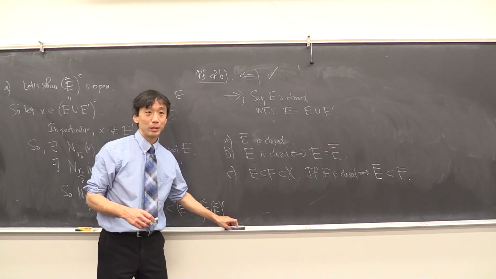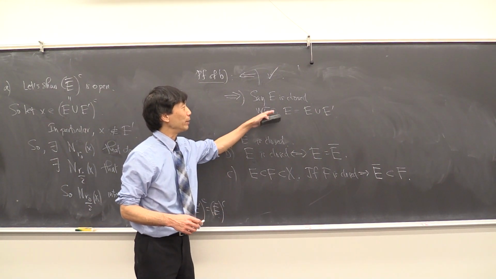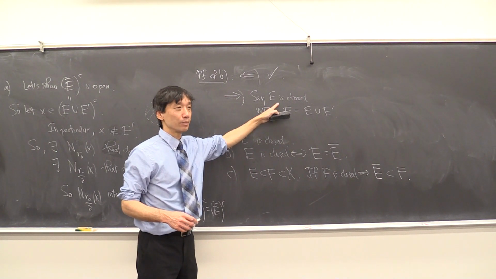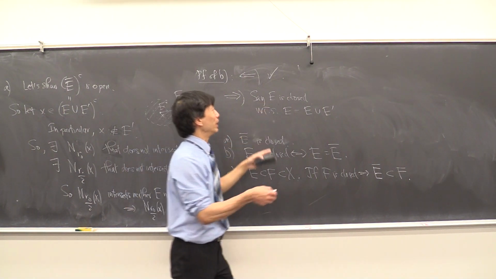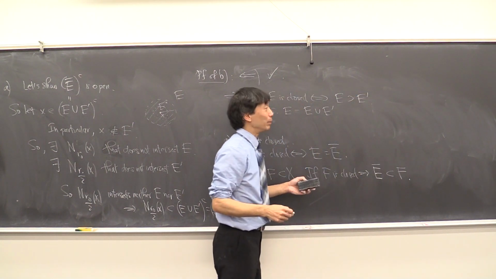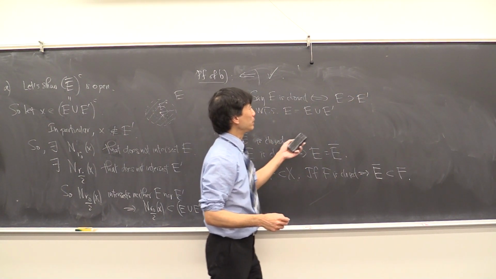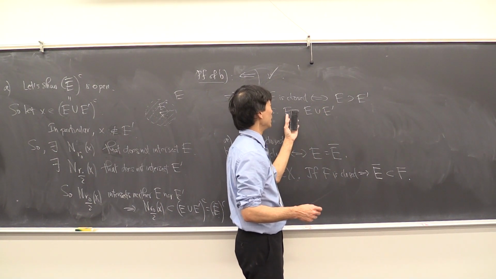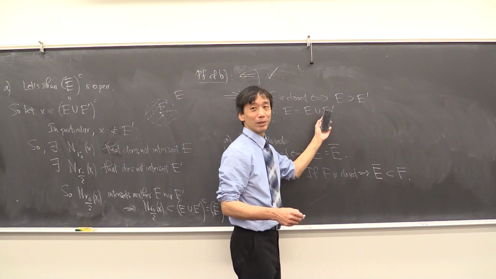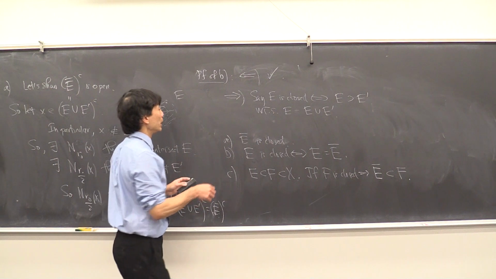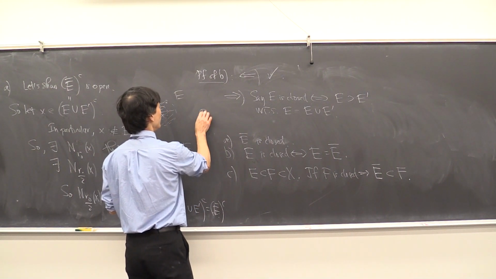Okay, anybody want to tell me why that immediately follows? If you're closed, then... go ahead, Charlie. Then the set contains all of its limit points. Exactly, right? That's the same thing as saying that E contains E prime. So E prime is contained inside of E to begin with, so E definitely equals E union E prime. So that's okay. Good. Okay. Last one, proof of C.